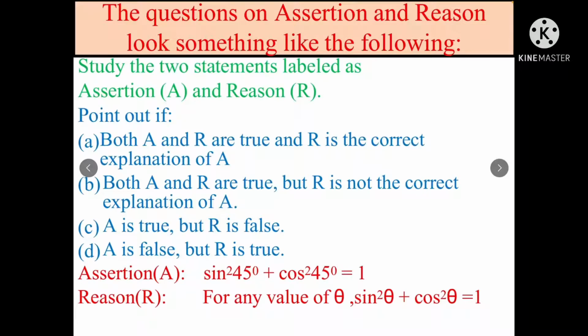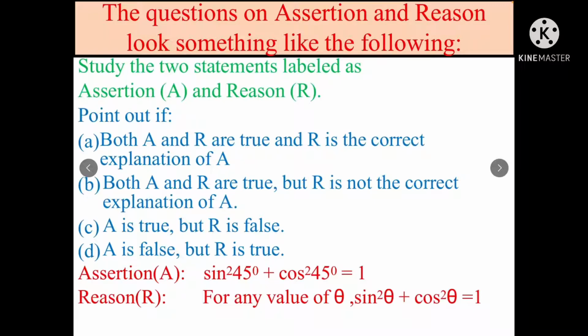The question on assertion and reasoning looks something like the following. Study the two statements labeled as assertion A and reason R. Point out if the alternatives are: both A and R are true and R is the correct explanation of A; both A and R are true but R is not the correct explanation of A; A is true but R is false; A is false but R is true. The assertion is given: sin square 45 degree plus cos square 45 degree equals 1, and the reason R is given: for any value of theta, sin square theta plus cos square theta equals 1. This is the correct structure of an assertion reasoning type question.